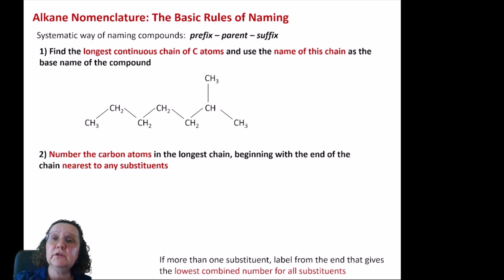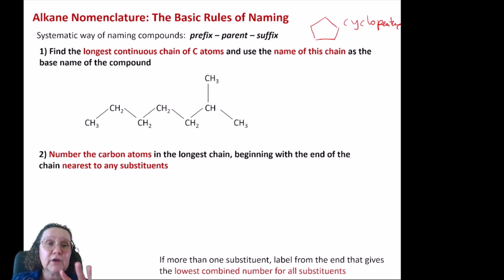Like, for example, you can have 5 carbon atoms. So instead of being pentane, this compound would be cyclopentane. If you have 6 carbon atoms, cyclohexane. If you have 4 carbon atoms, cyclobutane. So that's fair enough.